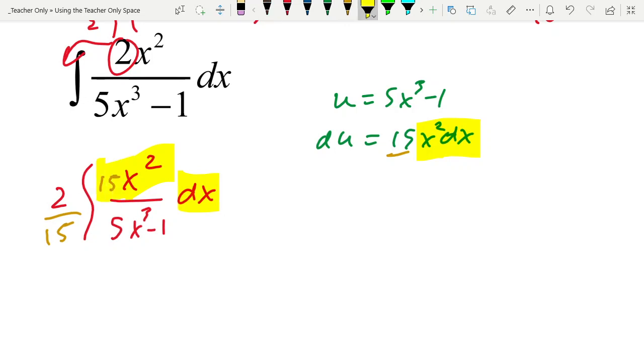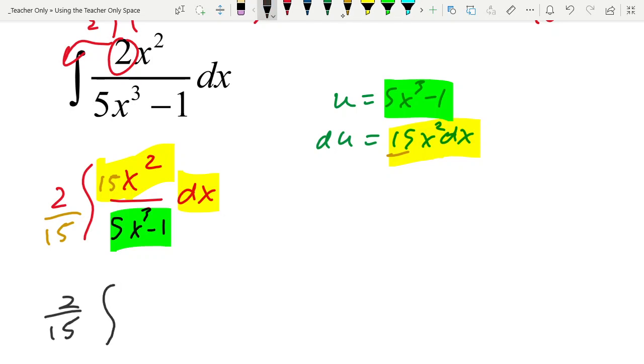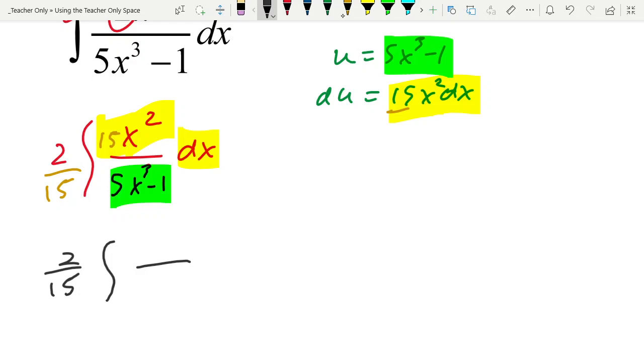And everything I highlighted in yellow is my du. 5x cubed minus 1, that's going to become u. So that's going to leave me with 2/15 times the antiderivative. All the yellow stuff becomes du. The numerator has nothing left in it. So many times funny things happen here. This u has to be in the denominator because the 5x cubed minus 1 was in the denominator.